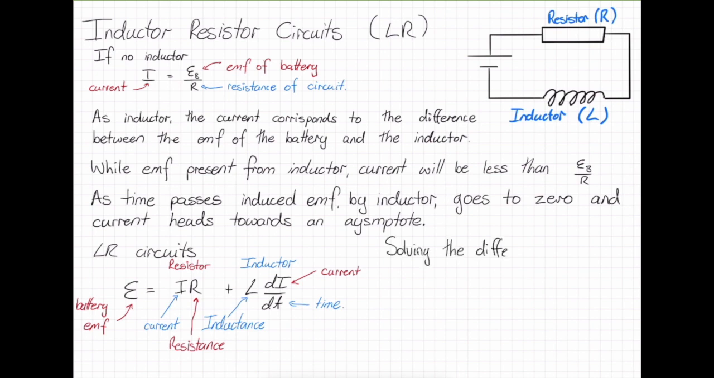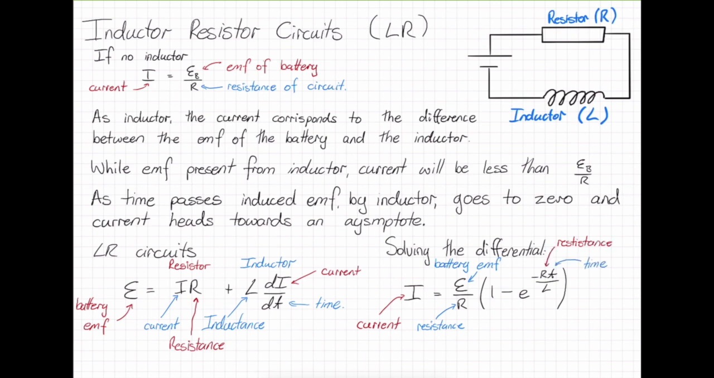Solving this differential equation gives an equation for the current being equal to the EMF provided by the battery divided by the resistance, outside of 1 minus e to the minus the resistance times time over the inductance. e to the negative Rt on L can sometimes be written as e to the minus t on tau, as this tau is equal to L on R for an LR circuit.